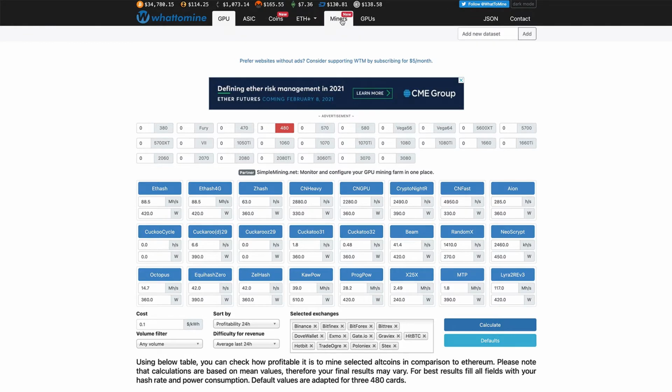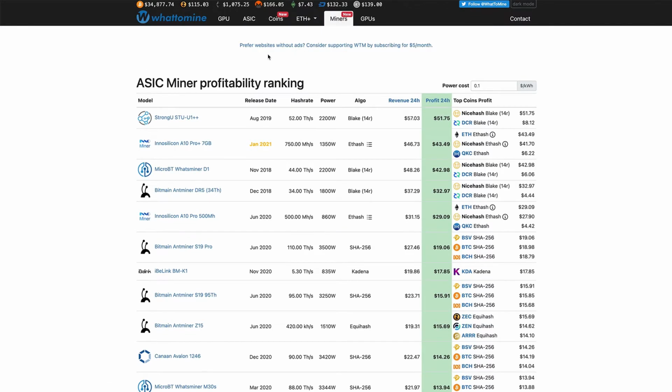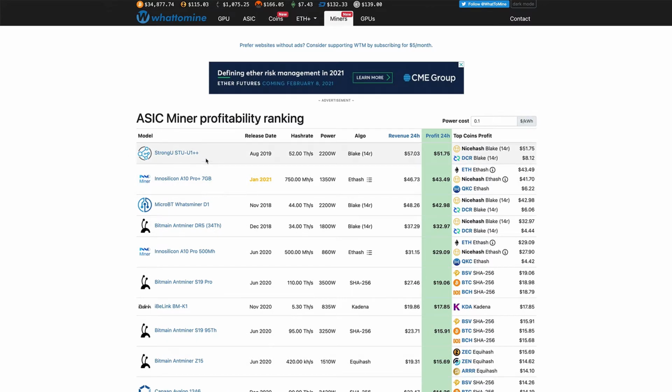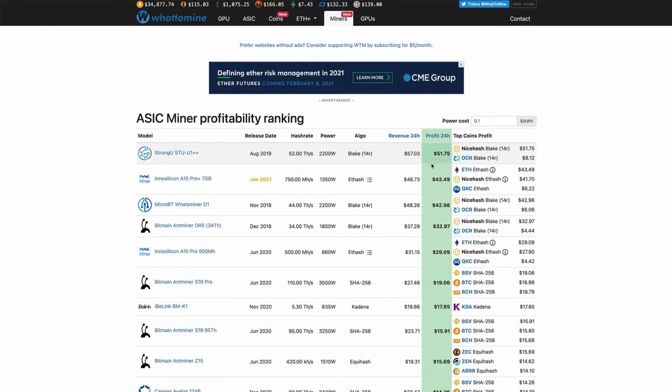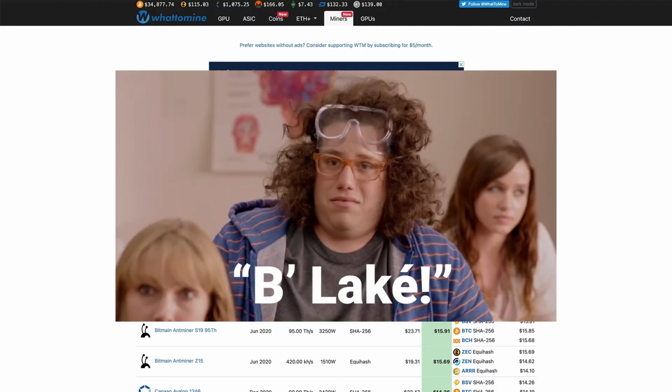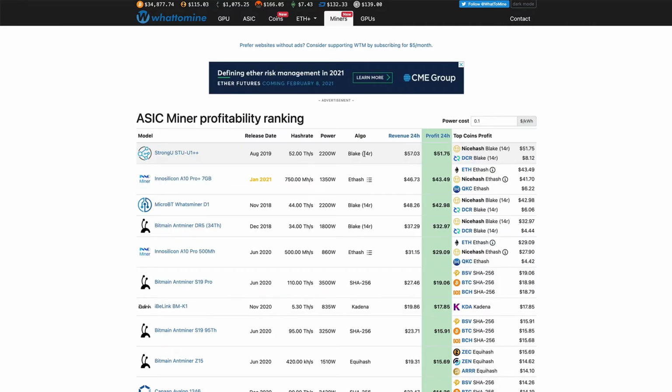But we look at the miners. This is where we're looking at the custom silicon, the ASIC miners. And top of the list, we've got this company, StrongU. And this is saying with this unit, you could be making over 50 bucks a day just with something that's essentially a plug and play item, right? You get it configured, you get it mining Blake or whatever the coin is. And you're going to be making some money.